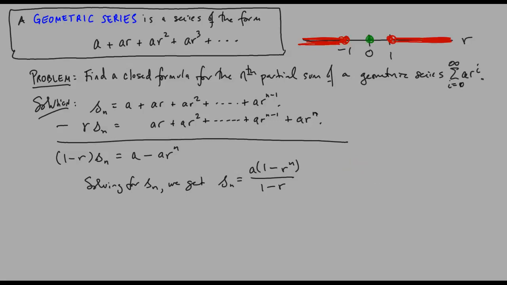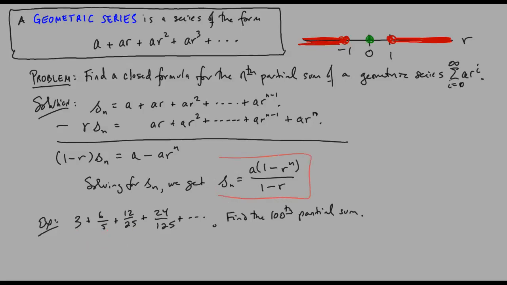Now, if you have a geometric series and someone says, I want the 100th partial sum, you don't have to start adding up the actual 100 numbers. For example, let's consider the series 3 plus 6/5 plus 12/25 plus 24/125, and so on and so forth. And suppose I ask you to find the 100th partial sum. Well, you don't want to sit there like a dope and say, well, 3 plus 6/5, that's 15/5, that's 21/5, and then I have to add. You'll be there all day. You've just derived this very nice formula.